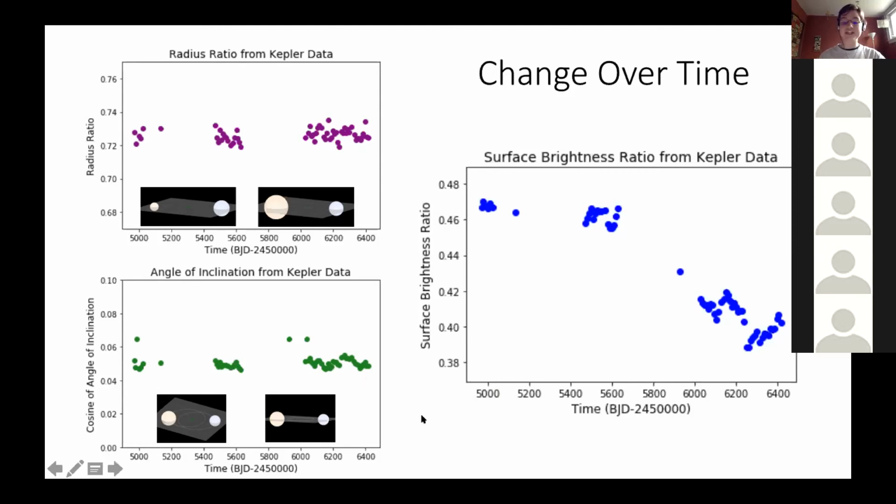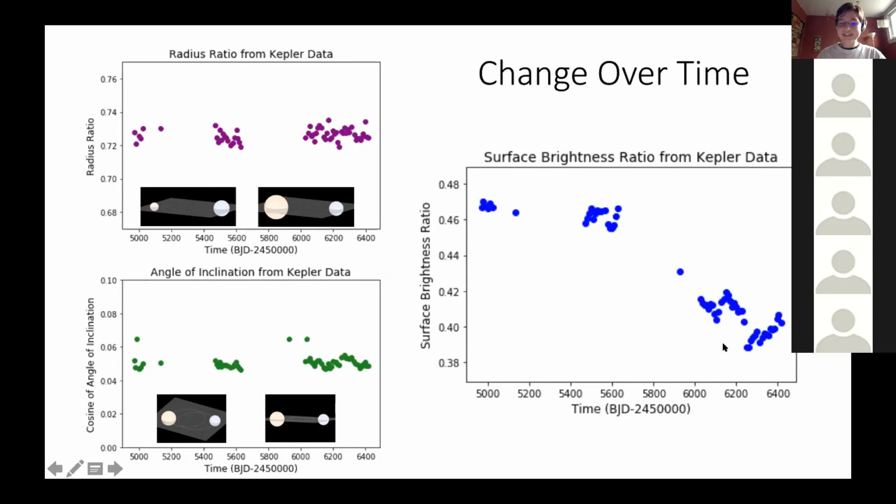The only thing that changes significantly is the surface brightness ratio. This is how bright the stars are on the surface compared to each other, and this changes a lot. All of these plots are ratios, right? But they all have the same sort of scaling on the side. It's a 0.1 difference from the top to the bottom, so you can really compare how much this has changed.